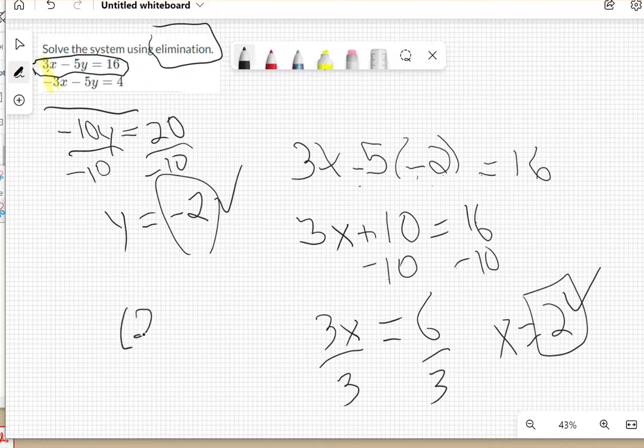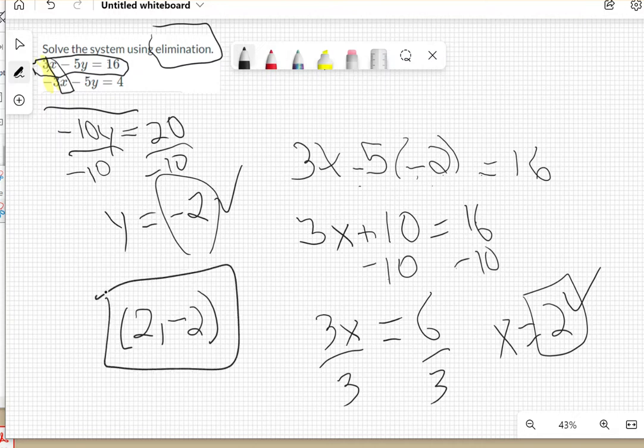The answer is the x coordinate comma the y coordinate. Remember, these were originally the x's and the y's. Those are graphable lines. So the solution is this point. This point's on both lines.